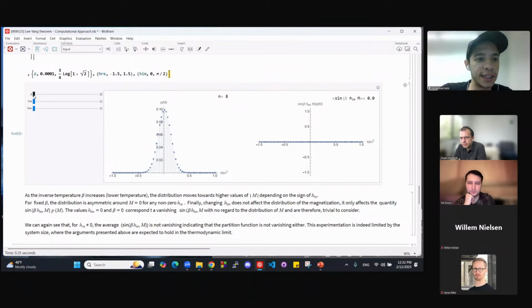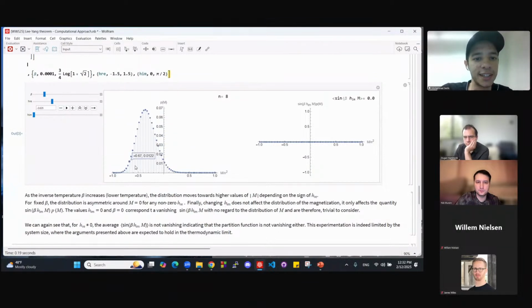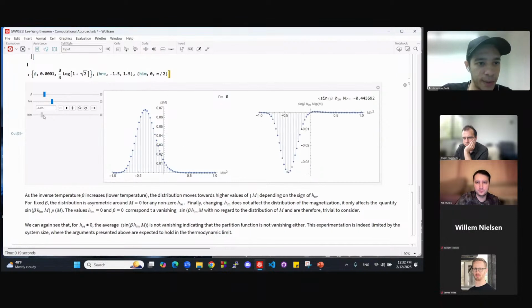So you could see that. Let's pick a finite temperature like this. And this is H real. So this is some negative H real, and you see that the distribution is skewed towards the negative values. And let's pick some finite H imaginary. So you see that this P of M is just skewed towards this quantity.